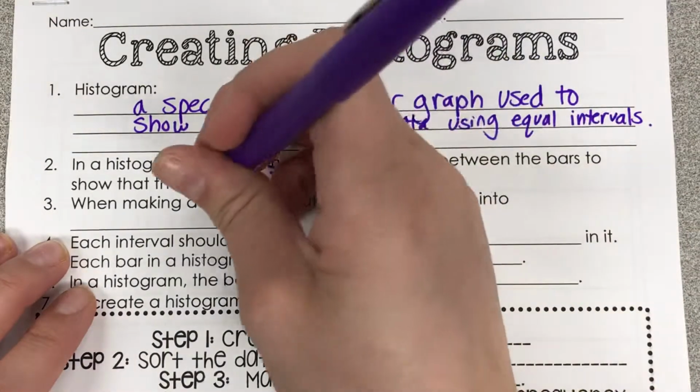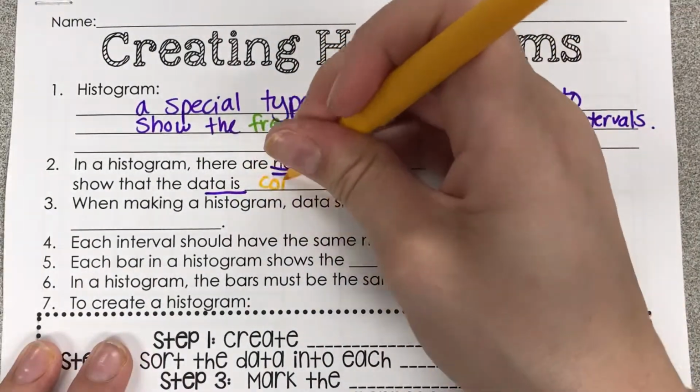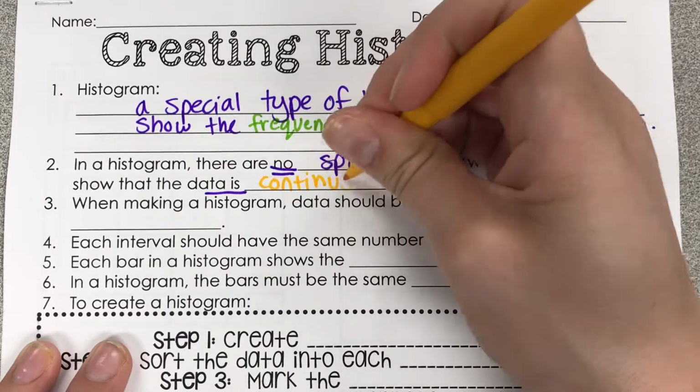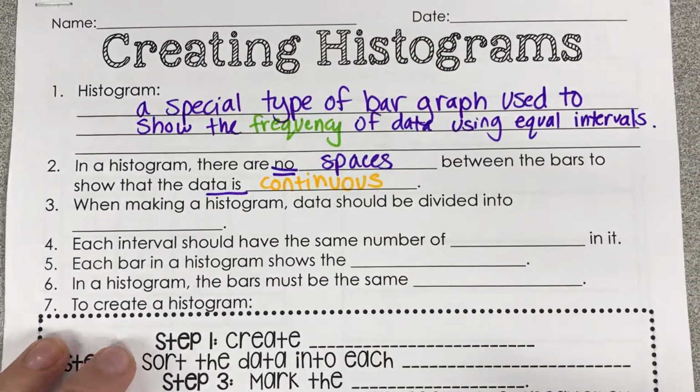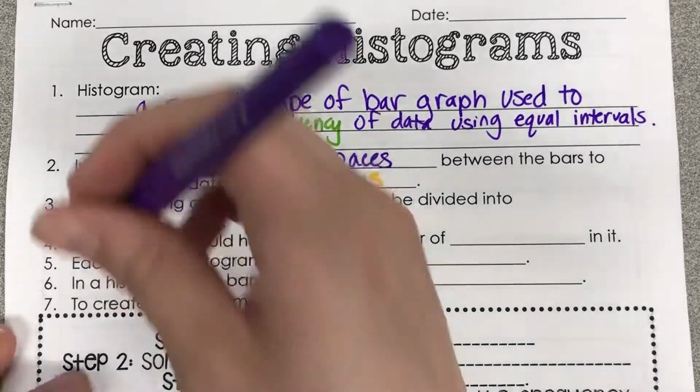And the reason for that is because the data is, I'm going to use a different color, the data is continuous. When making a histogram, data should be divided into intervals.